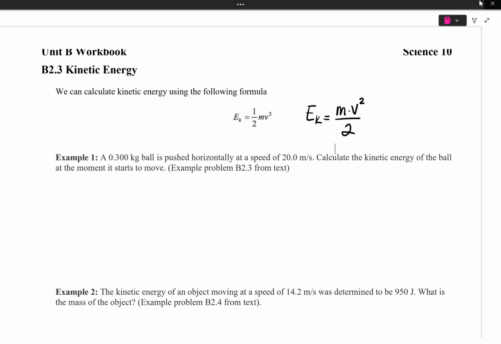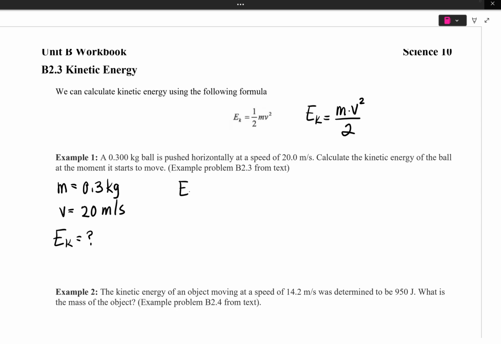Let's take a look at example number 1. Again, we're going to write down what we know, and then figure out what we have to solve for, write the formula, and then manipulate it if we have to. A 0.3 kilogram ball is pushed horizontally at a speed of 20 meters per second. Calculate the kinetic energy of the ball at the moment it starts to move. So the mass of the ball is 0.3 kilograms. The speed of the ball at the moment we push it is 20 meters per second. We want to solve for the kinetic energy.